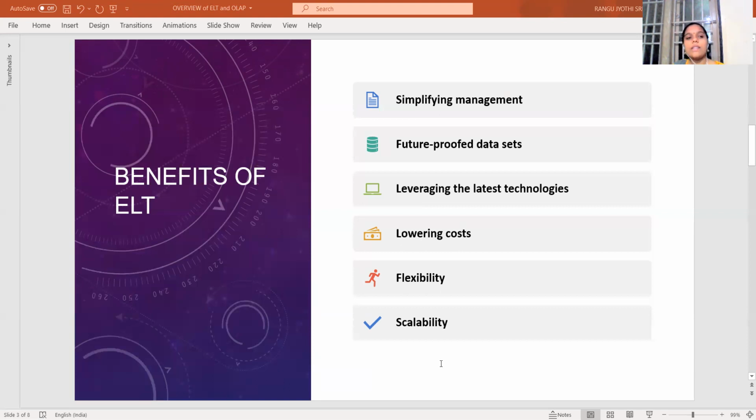And the next benefit is lowering costs. Like most cloud services, cloud-based ELT can result in a lower cost of ownership. So it takes lower cost. Next is flexibility. The ELT process is adaptable and flexible, so it is suitable for any kind of business, application, and goal.